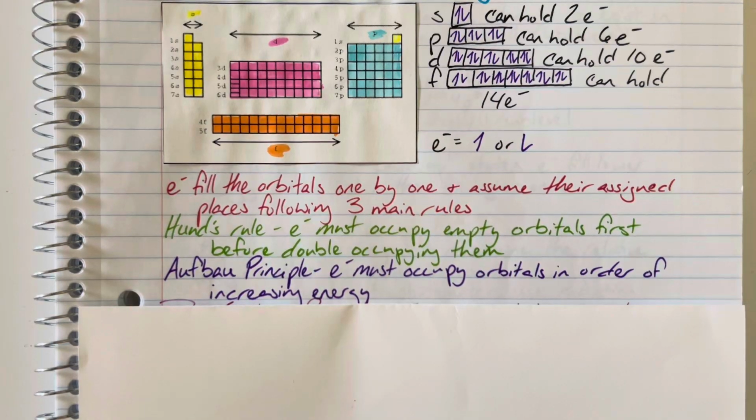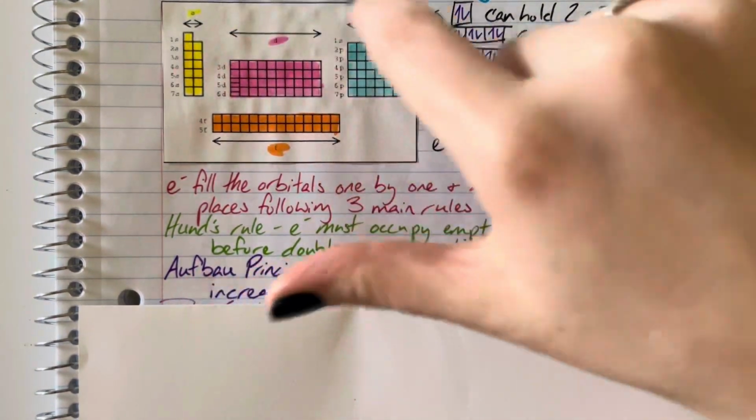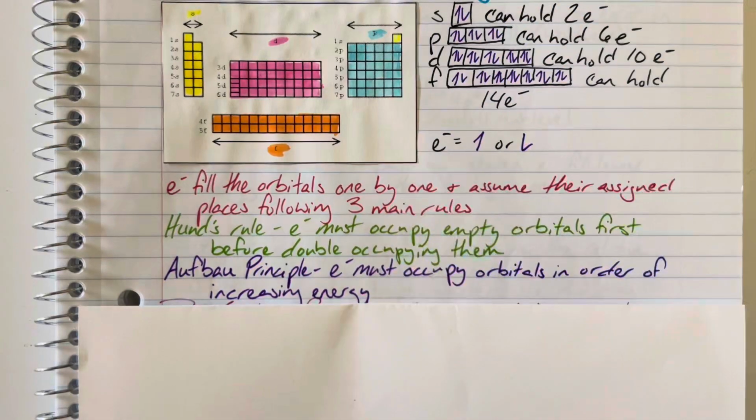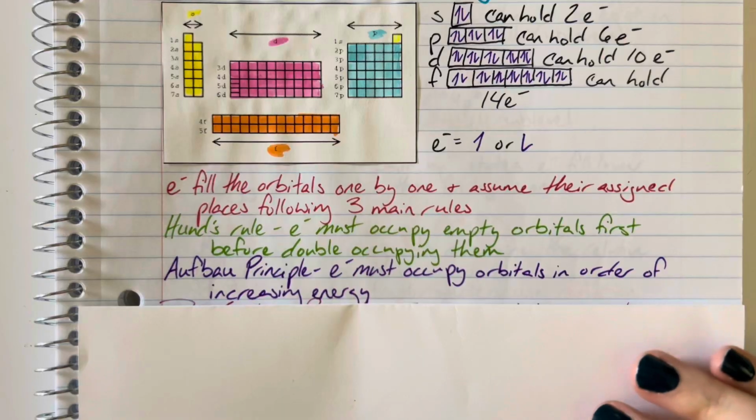The Aufbau principle states that electrons must occupy orbitals in order of increasing energy. We have to go in order. We have to go 1s, then 2s, then 2p. If we go out of order, those electrons don't have the energy it takes to actually maintain that space, and they will fall back to their appropriate order.